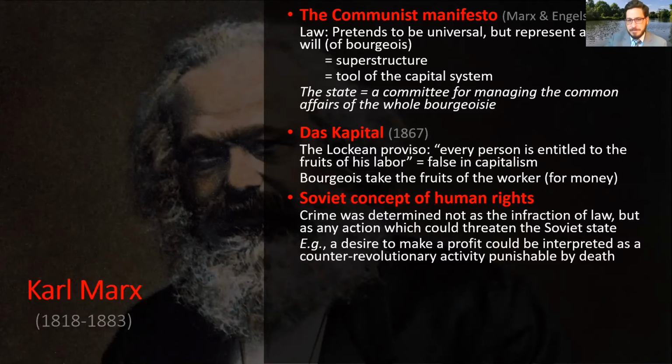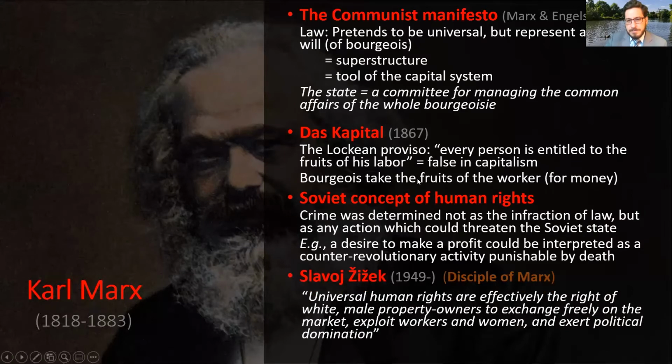But we have to specify and concretize what is good here and what kinds of things could be improved. Well, I'm a disciple of Marx. Slavoj Žižek said, universal human rights are effectively the right of white male property owners to exchange freely on the market, exploit workers and women, and exert political domination. This is the critique of one follower of Marx.